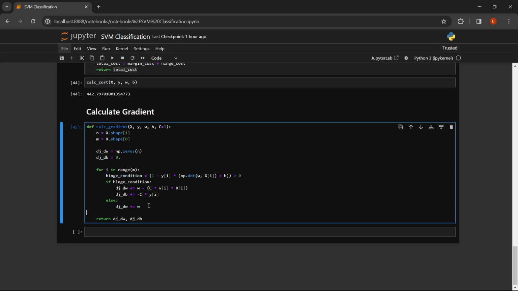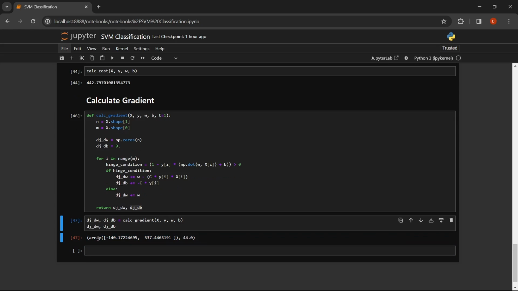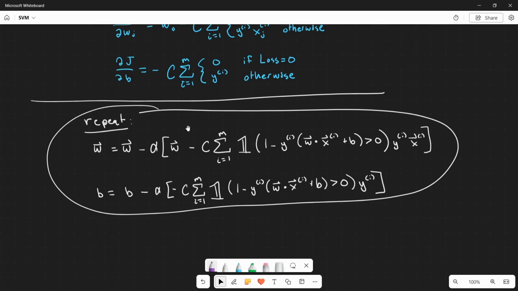So let's go ahead and run this and return our current djdw and djdb. All right, so our partial derivatives for our weight vector are shown in this 2-element array. And the partial derivative for our bias is right here, the single 44 element. And now that we have the partial derivatives shown in these brackets in the top and the bottom, let's apply some learning rate and update our weight vector and bias value and see if we can reduce our cost score.